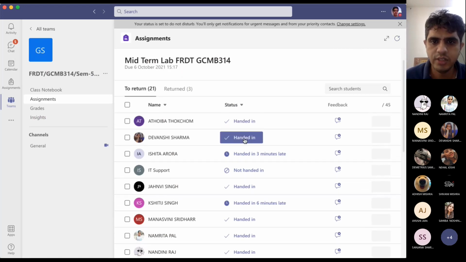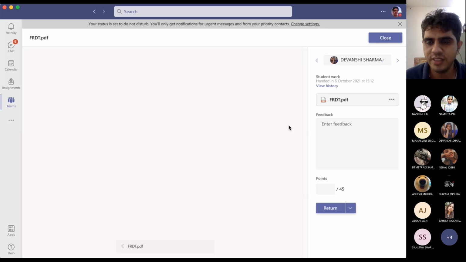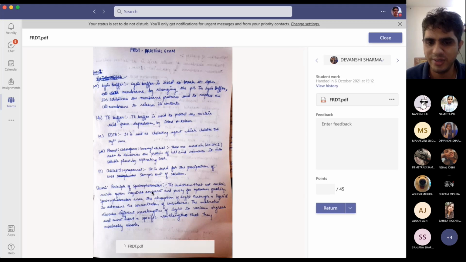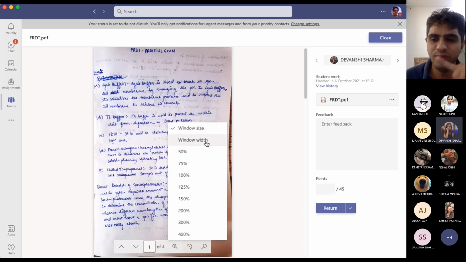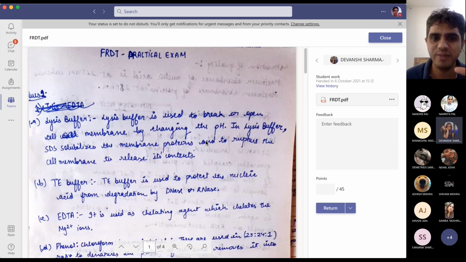Okay, so next is Devanshi. So Devanshi, should I evaluate your paper or not? Are you comfortable? Yes, sir. If you are not comfortable, then I can take, I won't evaluate your paper. No, sir. It's okay. If you feel that you are not comfortable, then I will evaluate it myself, and whatever marks I give you are going to be final. So what should I do? Sir, you can evaluate. I have no problem.